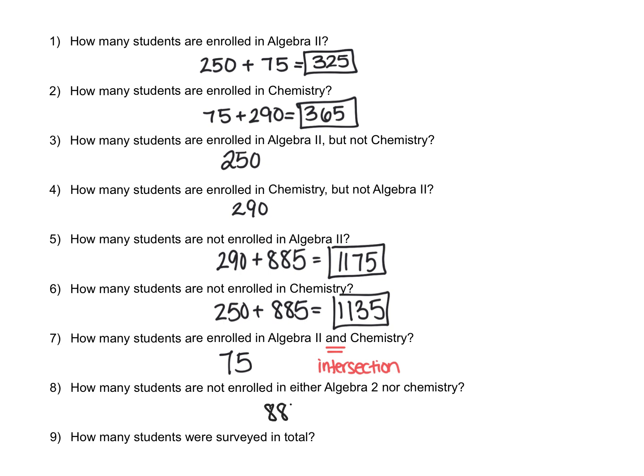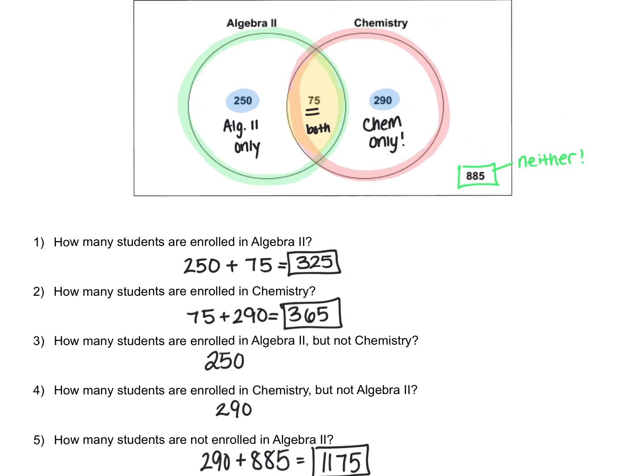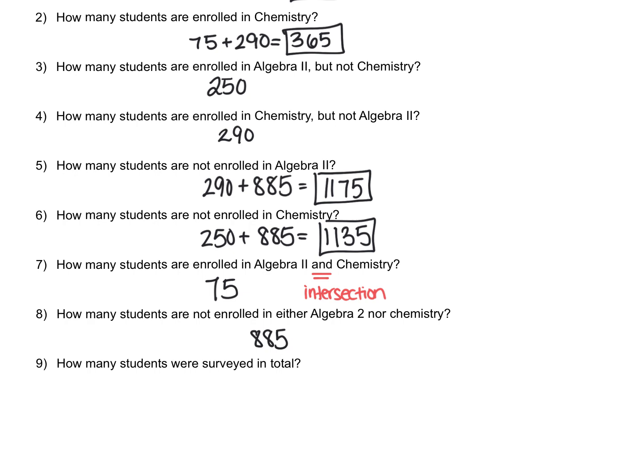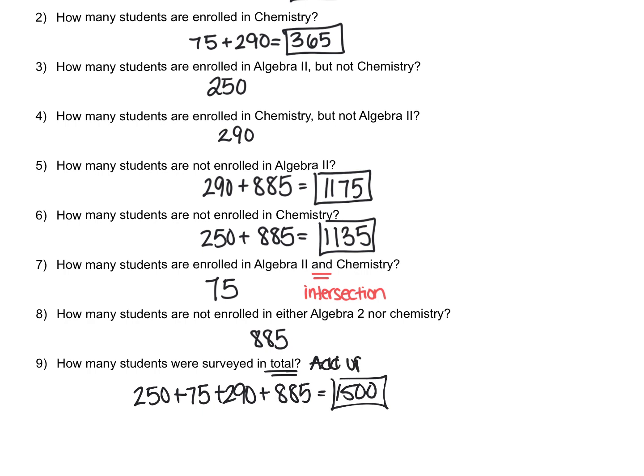That's the neither. And then last but not least is how many students were surveyed in total? So we have to go back up to the top here. So 250 plus 75 plus 290 plus the neither on the outside, all of these added together will give us our grand total. So let's write it out. 250 plus 75 plus 290 plus 885. That gives you 1500. So in order to find the total, we have to add up all of the spaces.